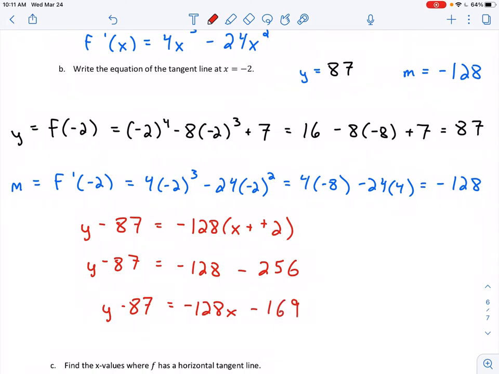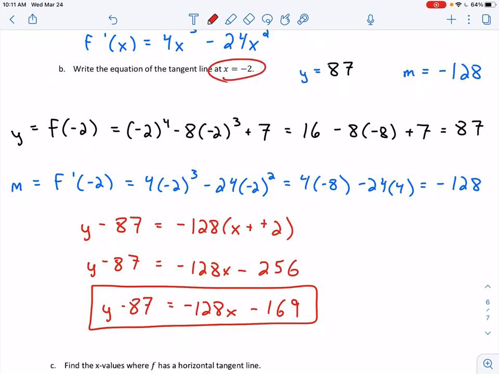Oops, I forgot my x value right here. But that is the equation of the tangent line to our function at x equals negative 2. So once we have the derivative, this process should feel very familiar. Once we have the derivative, the process of finding the y value and finding the slope and then writing the equation of the tangent line didn't really change at all. It was just finding the derivative was made a whole lot easier because we have the power rule at our disposal now.